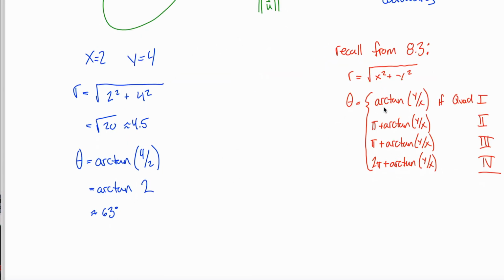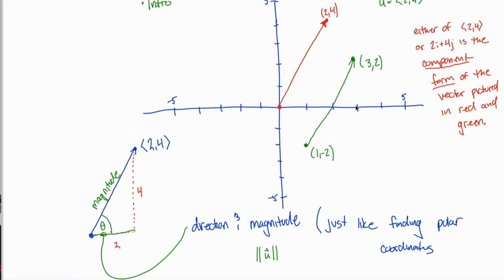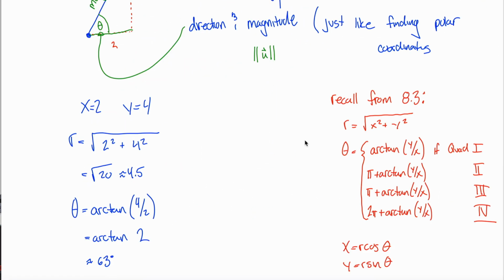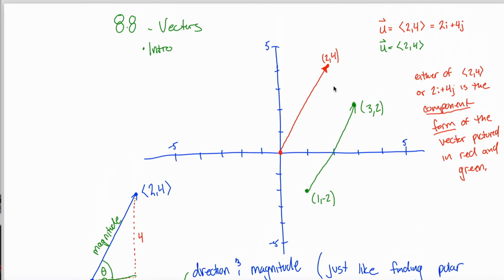And just like we can go from rectangular to polar coordinates with these formulas, we can go from polar to rectangular coordinates with these formulas. So if we were told the direction and magnitude of a vector and instead wanted it written in its component form, we could just think about direction and magnitude as the polar coordinates, convert those to rectangular coordinates, and that would give us the point that would be the terminal point of our vector if the initial point is at the origin. Kind of weird, right?